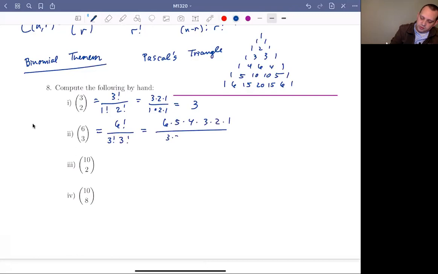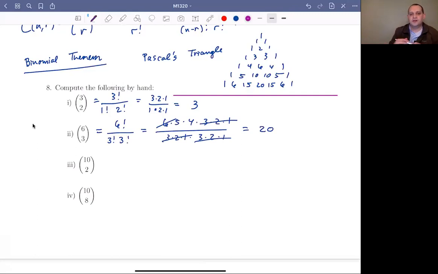3 factorial is 3 times 2 times 1, and again 3 times 2 times 1. And then let's just simplify everything that we can, and this simplifies very nicely. The 3 times 2 times 1 cancel, and then 3 times 2 times 1 is 6. So that also cancels, and we're left with 20. So it turns out 6 choose 3 is 20. And notice that that's a value on Pascal's triangle.